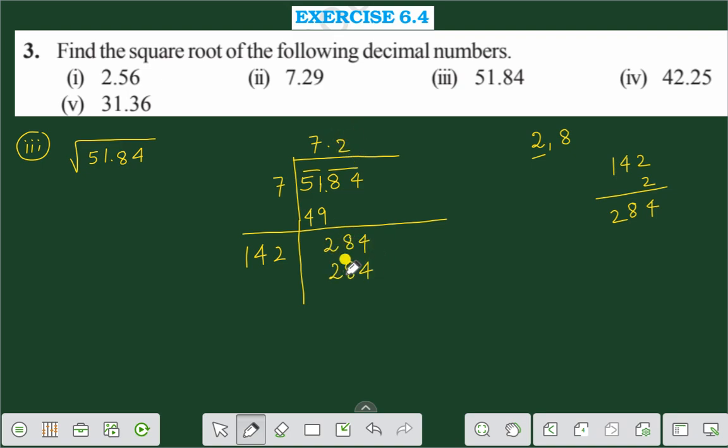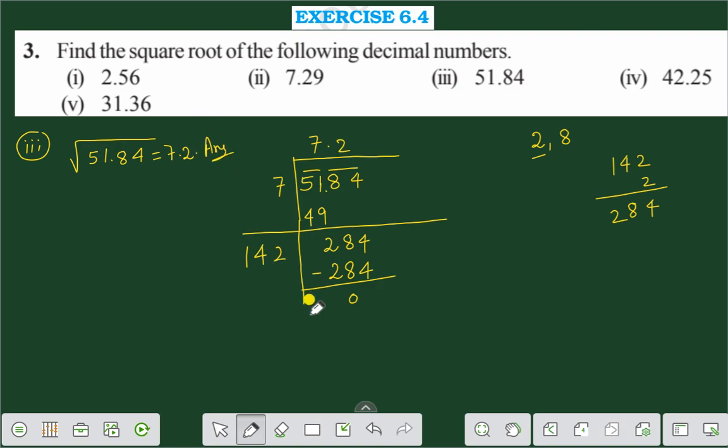284. And the remainder comes to 0. Therefore, the square root of 5184 is 72. Right? Therefore, the answer is 72, and that is the answer.